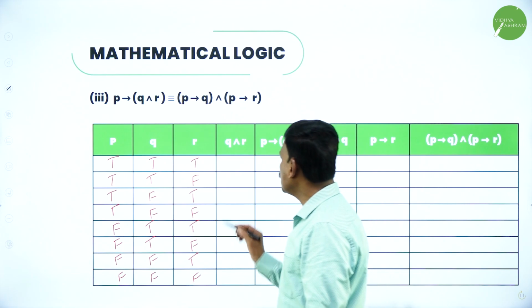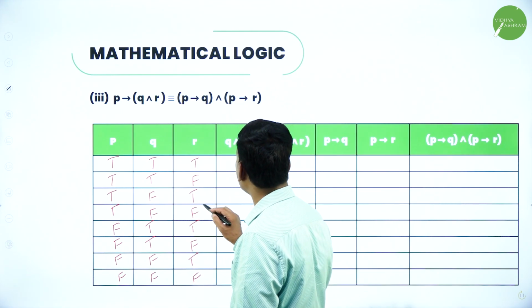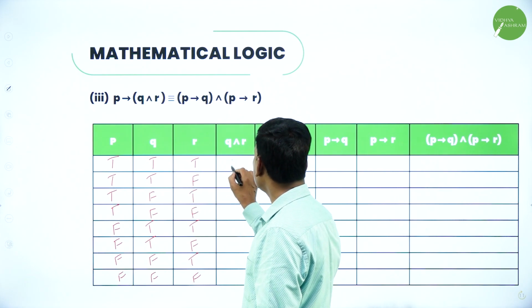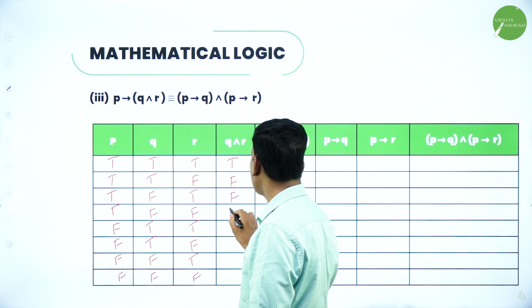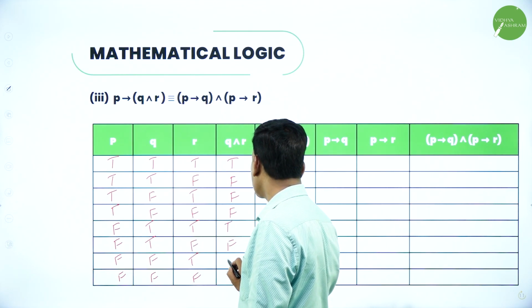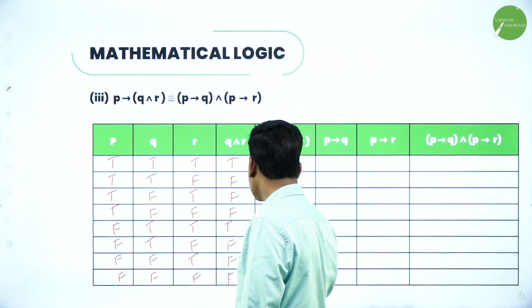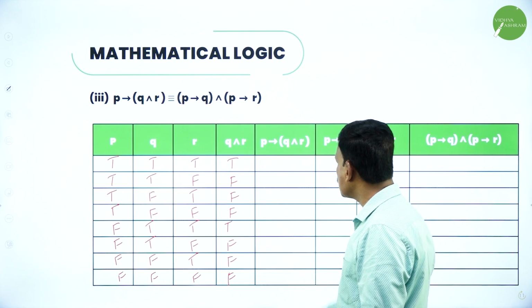Now, Q conjunction R. Conjunction means true and true is true, in all other cases it is false, right? True and true is true, true and false is false, false and true is false, false and false is false. So, for the conjunction, true and true is true, in all other cases it is false.